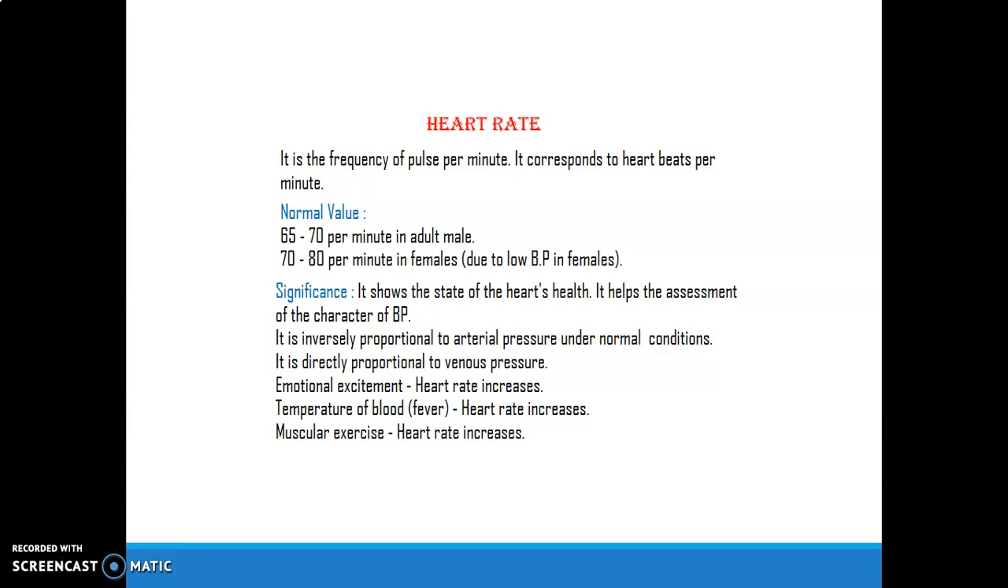Significance: it shows the state of heart health. It helps in the assessment of blood pressure. It is inversely proportional to arterial pressure under normal conditions and is directly proportional to the venous pressure. Heart rate increases in emotional excitement, raised temperature of blood, that is fever, and muscular exercise. In all these three conditions, heart rate gets increased.